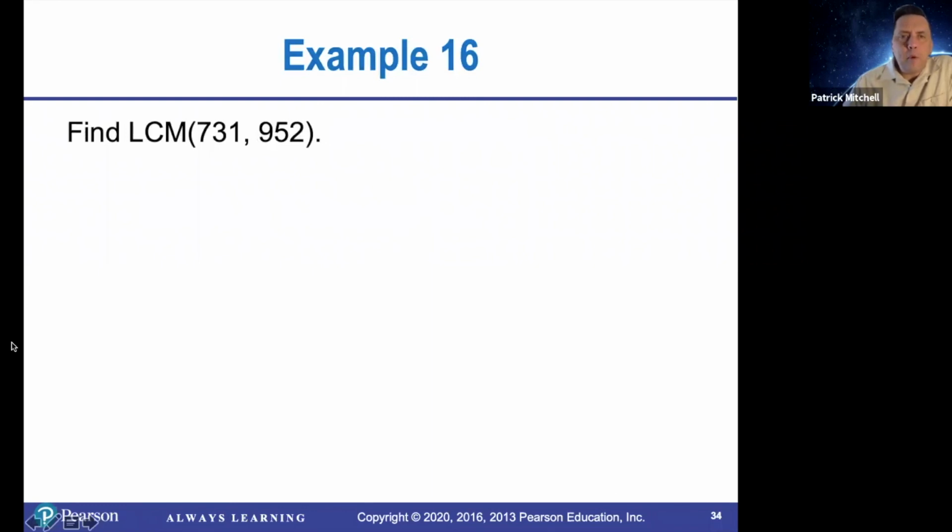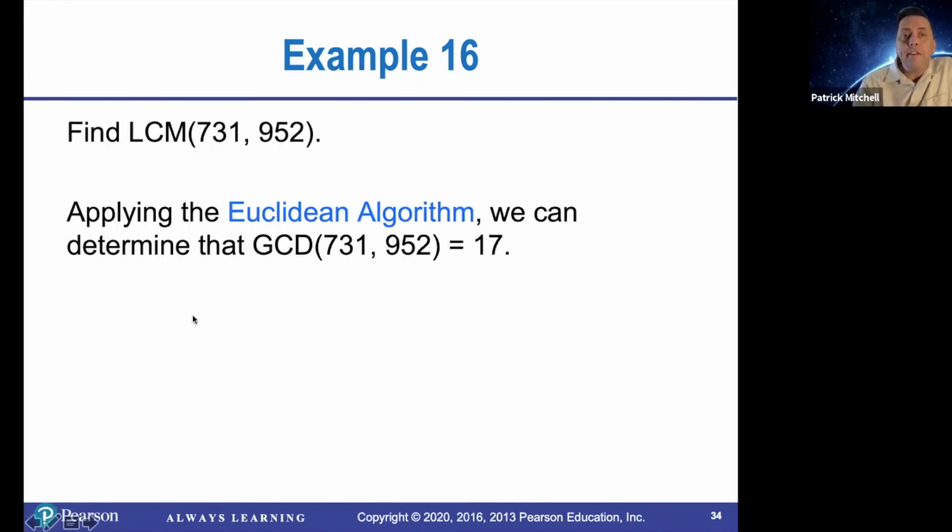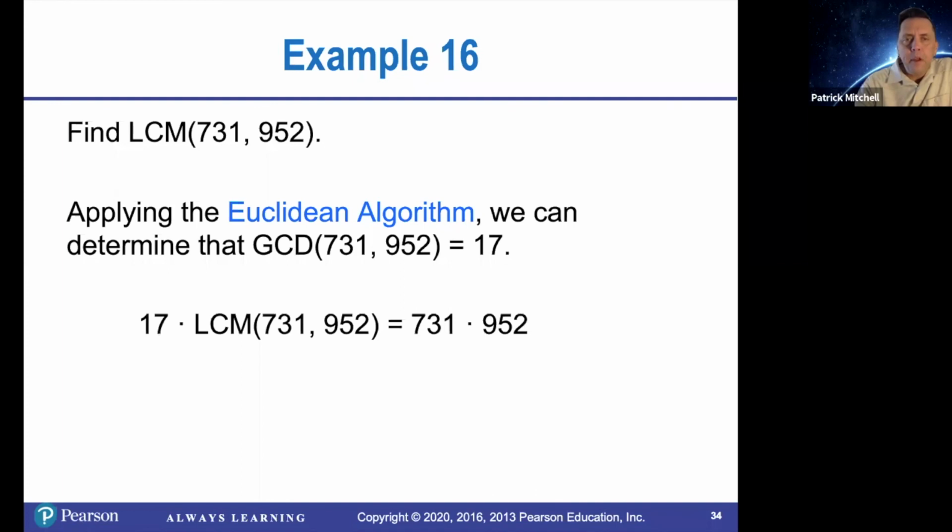So in this example, we're going to find the LCM of 731 and 952. So the way I'm going to do that is I'm going to use the Euclidean algorithm to find the GCD of 731 and 952. And you should try this one. All right, I'm just coming right out and saying that if you use the Euclidean algorithm, this is what you're going to get.